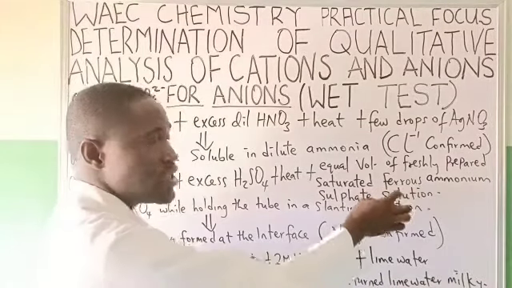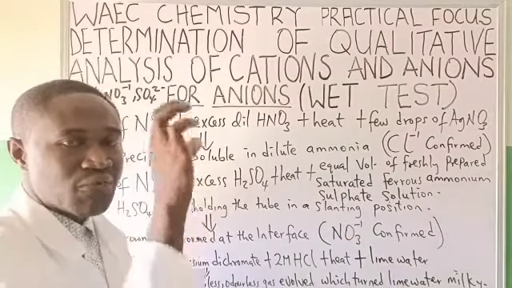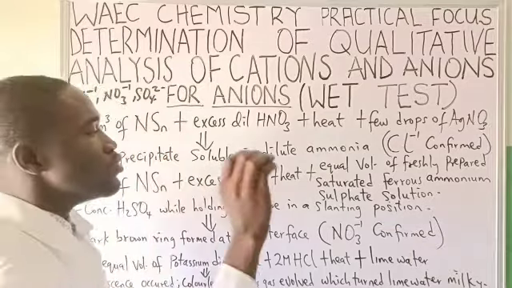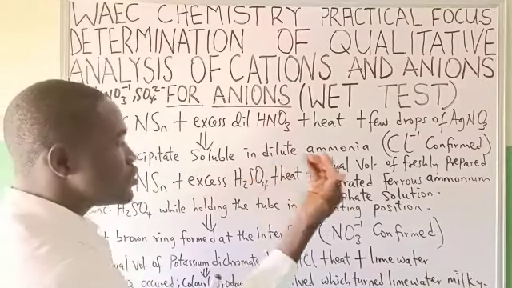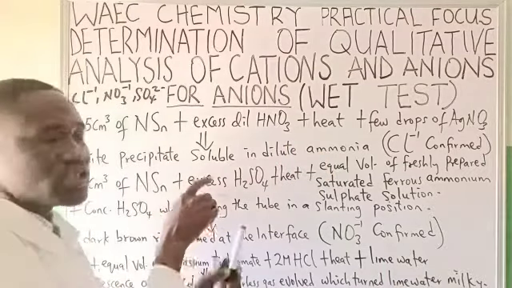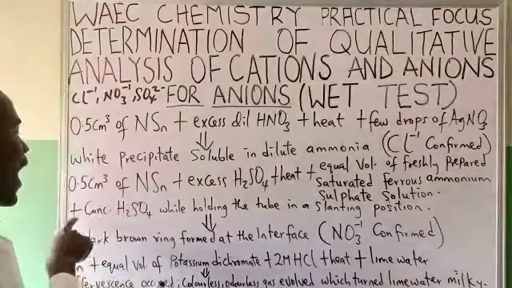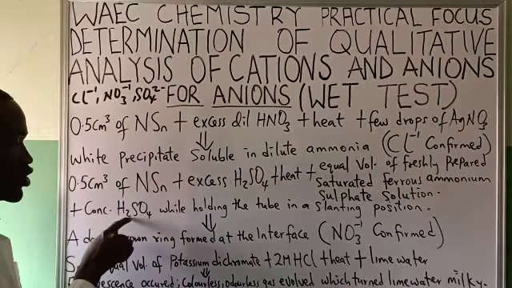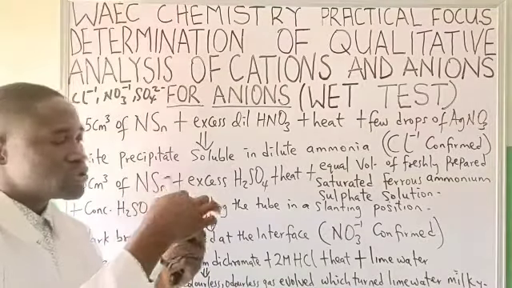The filtrate you will have is saturated ferrous ammonium sulfate mixed with water. The quantity you are to add here will be almost or equal to the quantity of this and this you have in your test tube. When you do that, add conc H2SO4 while holding that test tube in a slant position.